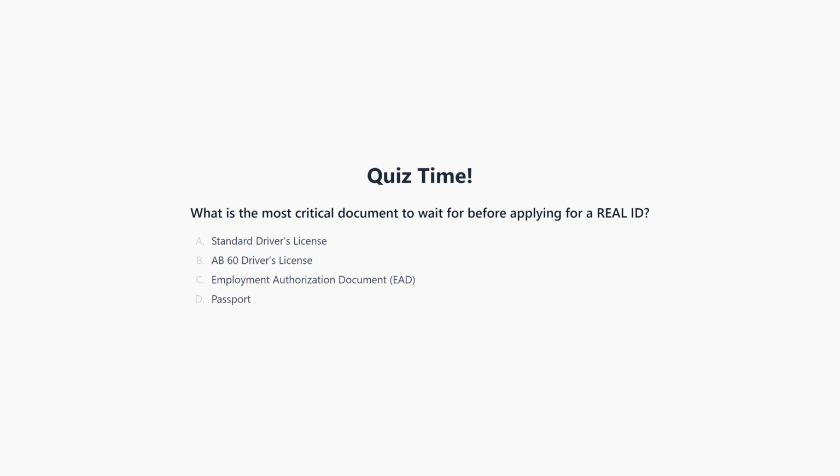Now it's time for a quiz. What is the most critical document to wait for before applying for a Real ID? Is it A, standard driver's license, B, AB60 driver's license, C, Employment Authorization Document, EAD, or D, passport? You may pause the video now to think about the answer. We will discuss the answer in the next section of the video.